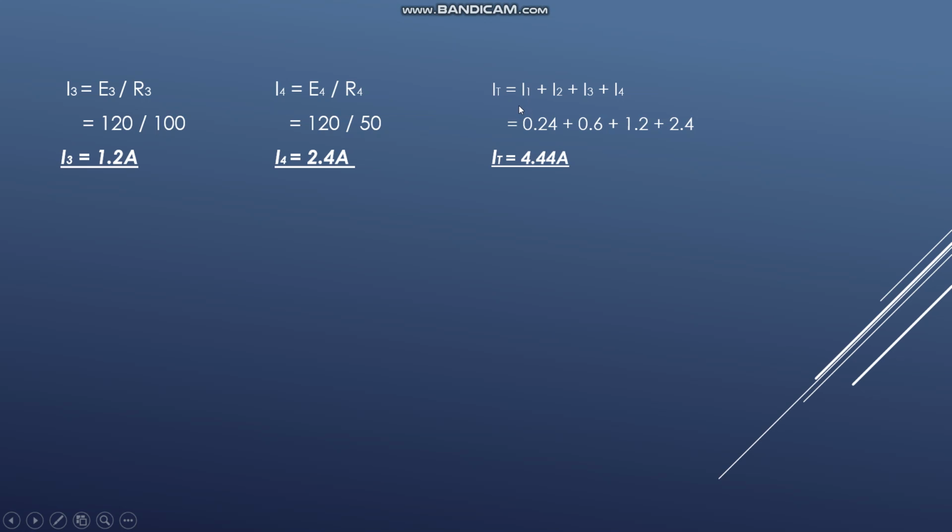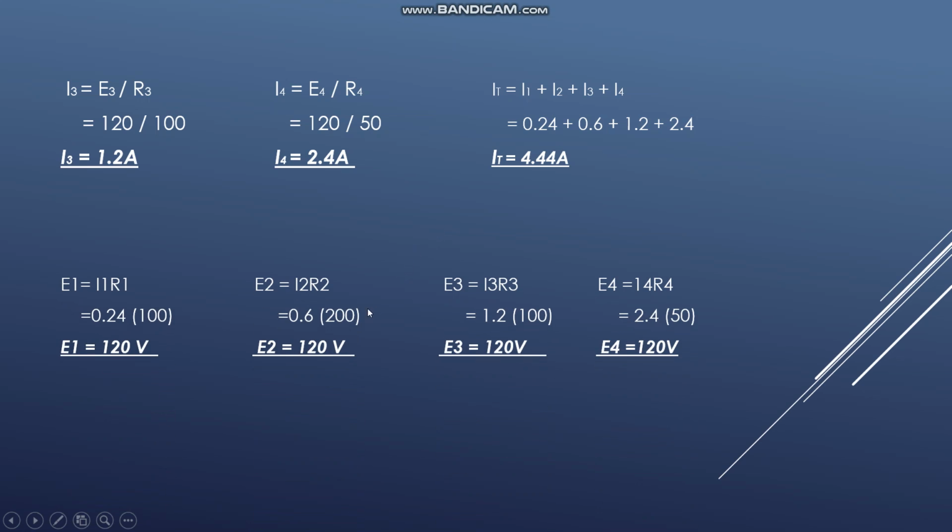Now, applying Kirchhoff's law to check that your current is correct. IT is equal to I sub 1 plus I sub 2 plus I sub 3 plus I sub 4. By substitution, 0.24 plus 0.6 plus 1.2 plus 2.4, your total current is 4.44 amperes. The same as the result we discussed before, when looking for the total current by applying voltage divided by the resistance.